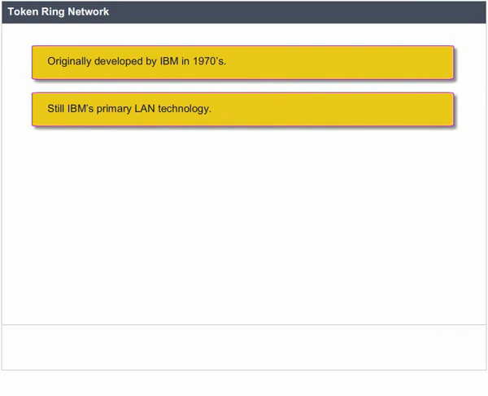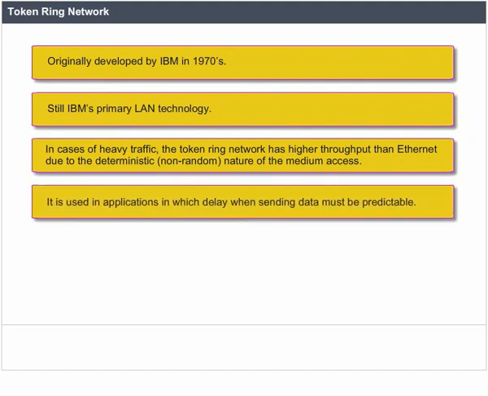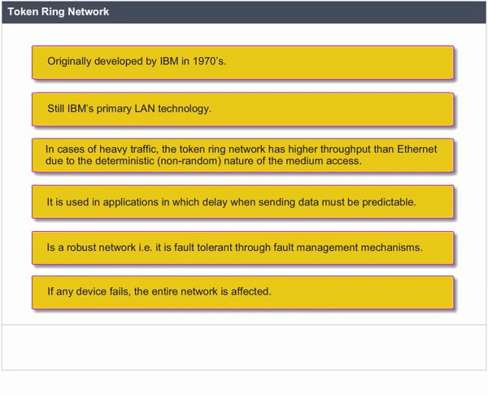In cases of heavy traffic, the token ring network has higher throughput than Ethernet due to the deterministic, non-random nature of the medium access. It is used in applications in which delay when sending data must be predictable. It is a robust network, that is, it is fault tolerant through fault management mechanisms. If any device fails, the entire network is affected.